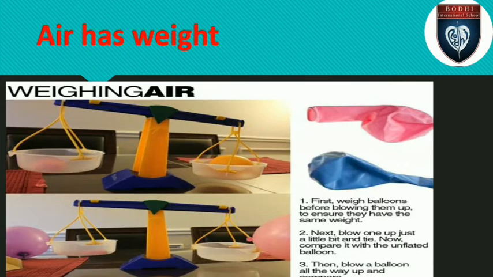Now prick one balloon with a needle. You will see that the ruler tilts towards the inflated balloon. The inflated balloon has air in it, and that is why it is heavier than the balloon which is burst. This proves that air has weight.